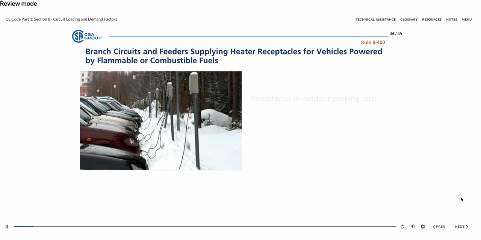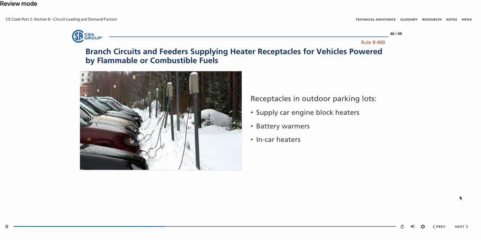In colder climates, outdoor parking lots are generally equipped with receptacles at each parking stall. These receptacles supply car engine block heaters, battery warmers, and sometimes in-car heaters to keep windows clear of frost and make the interior of the car more comfortable until the engine warms up. The demand set by receptacles varies per use.